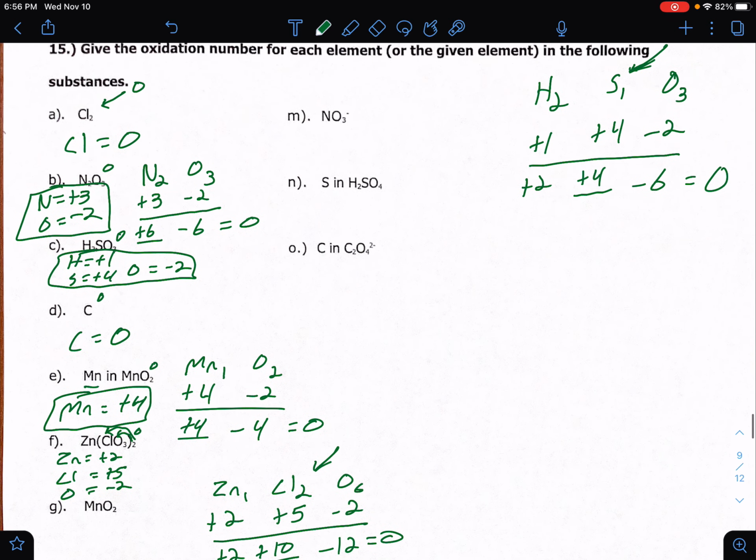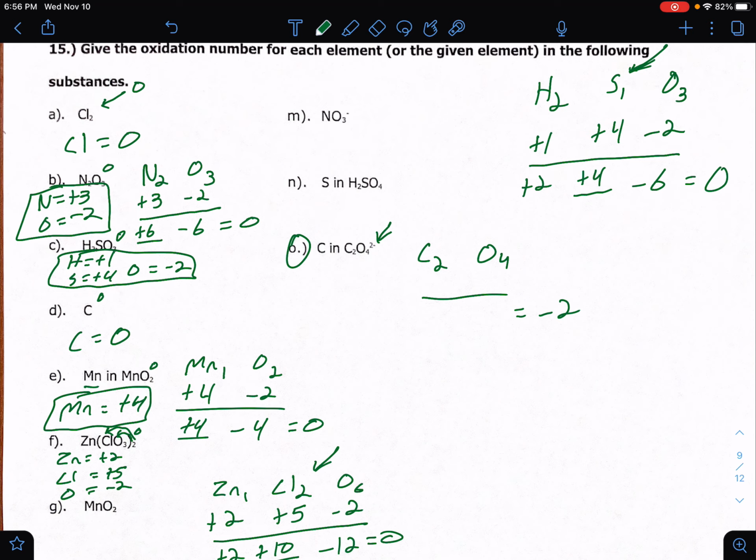Okay, so let's do one that actually has a charge to it. So let's look at this one right here. I'm going to find the carbon in C2O4 with a 2 minus. So I'll do the same steps. C2O4, I'm going to spread it out, draw my sum line, and figure out what I need to equal it to. Now I do have a charge right here, so it's no longer blank, which means it's no longer 0.